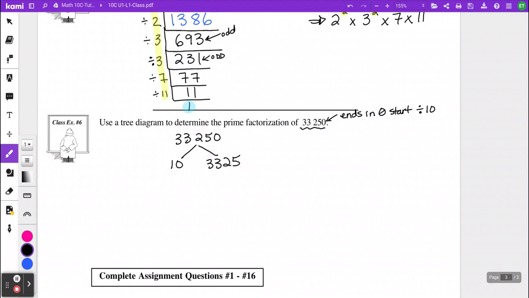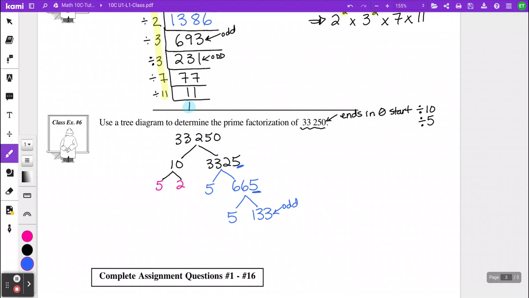And now I make spokes from each number if they reduce. Can I divide them? You bet I can. This one ends in a 0. If it ends in a 0, start with 10. And if 10 doesn't work, then you go to 5. So this guy is going to divide by 5. And we get a 2. Now we're going to take 3325, and it ends in a 5. So again, anything ending in a 5, you're going to divide by 5, and that's going to become a 665. Again, that number ends in a 5, so we're going to divide by 5 again, and we're going to get 133. This is an odd number.